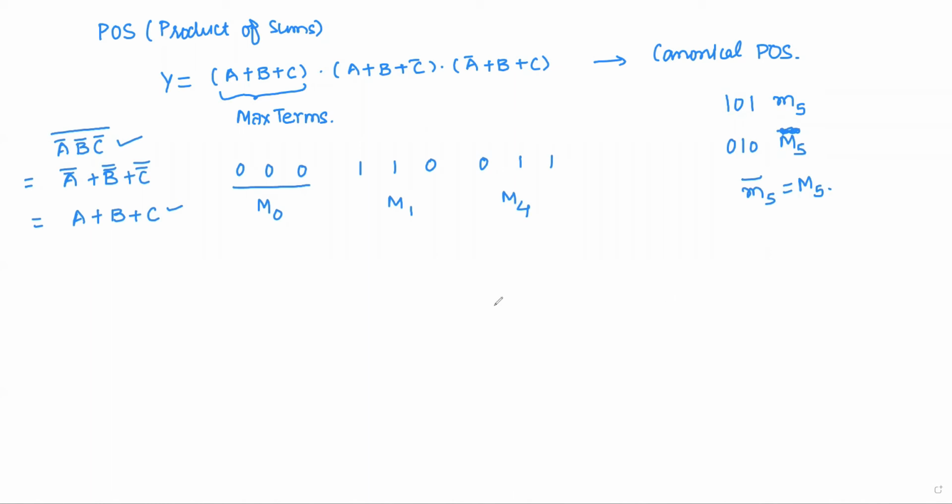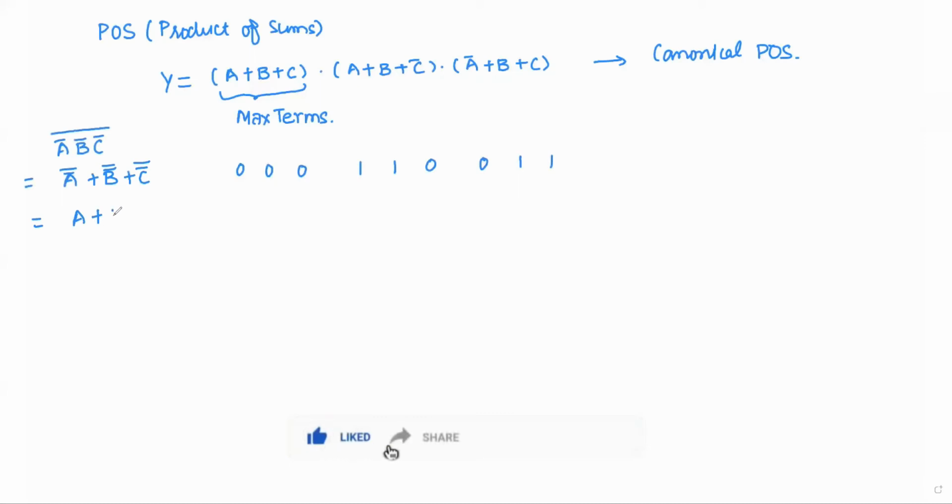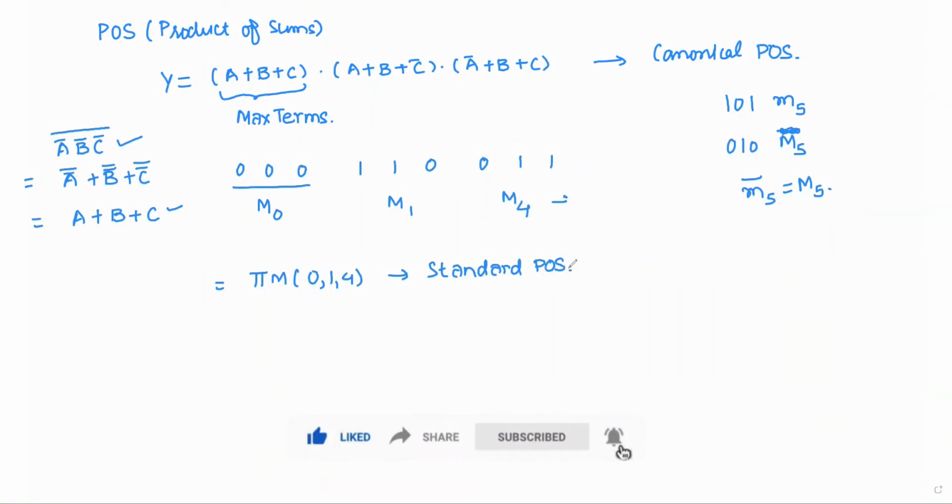So now this is your canonical form. This is your variable itself. So it becomes A plus B plus C dot 1. This is standard POS. Now next is to minimize this. So when you minimize it, you will get B plus AC, or it can be written as B plus A or B plus C.